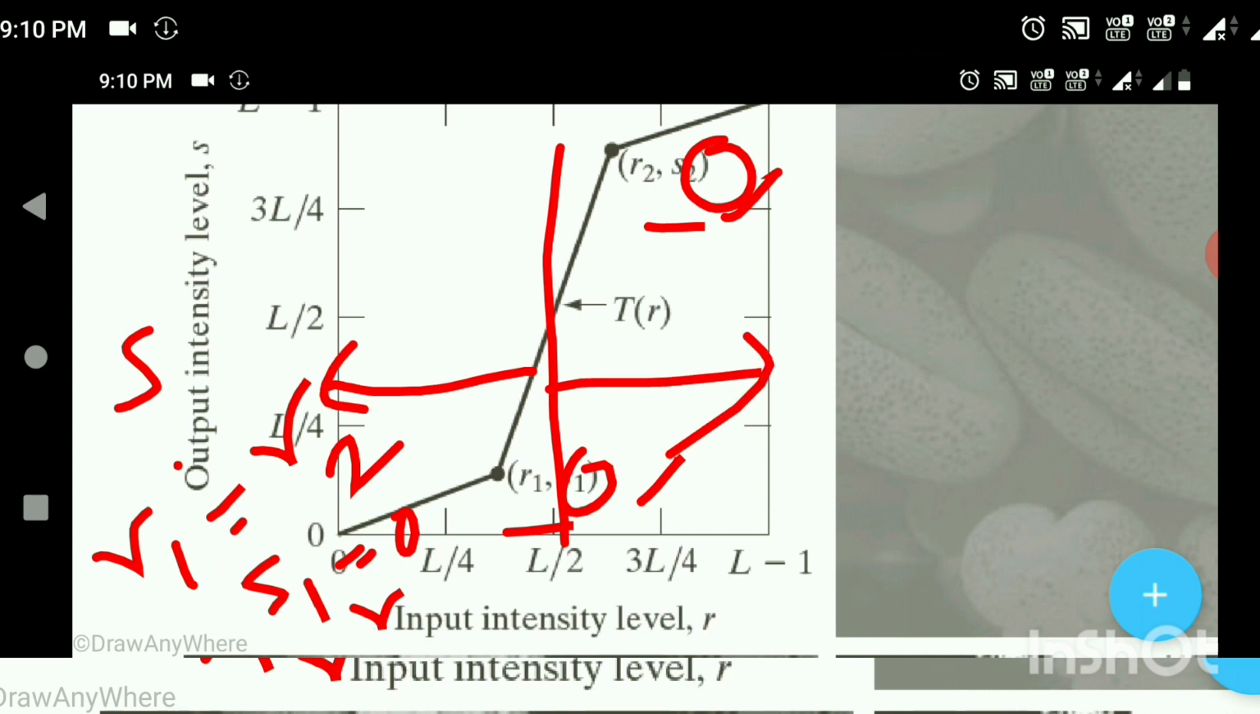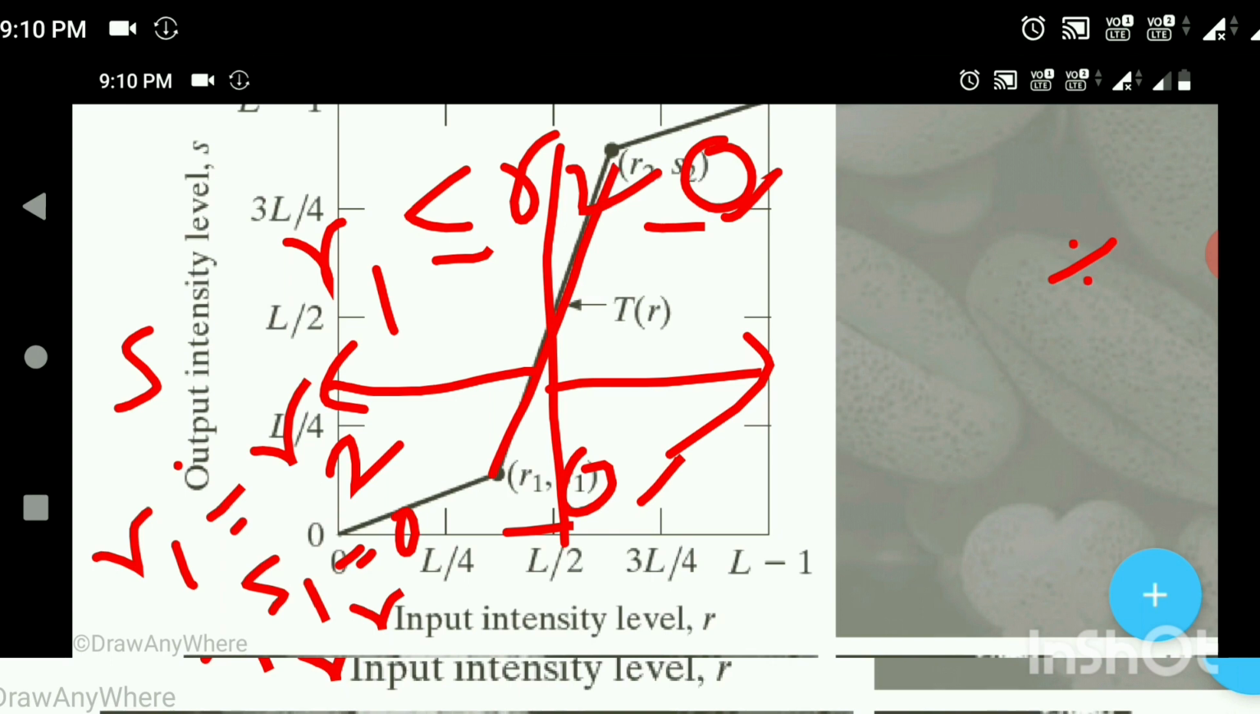For intermediate values, R1, S1, R2 and S2 produce various degrees of spread in the intensity levels of the output image. Therefore, if you take R1 less than or equal to R2 and S1 less than or equal to S2, it is assumed that the function is single valued and monotonically increasing. Because of this, there will be contrast stretching.